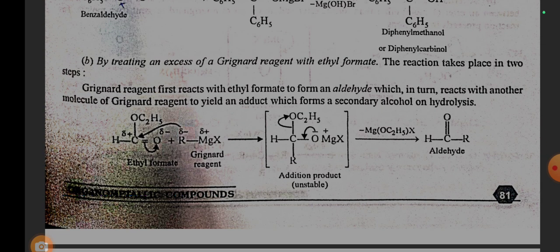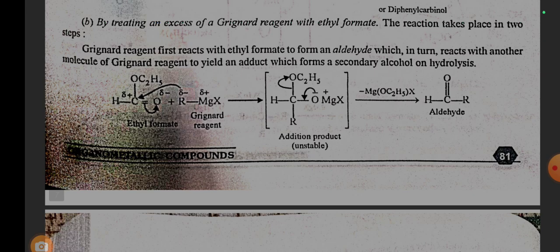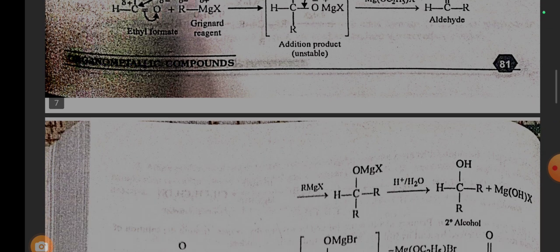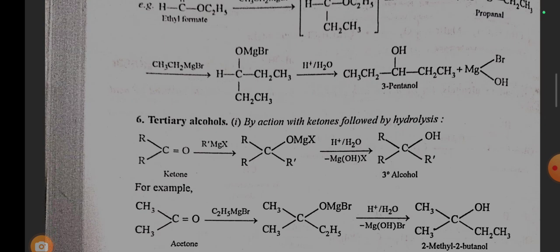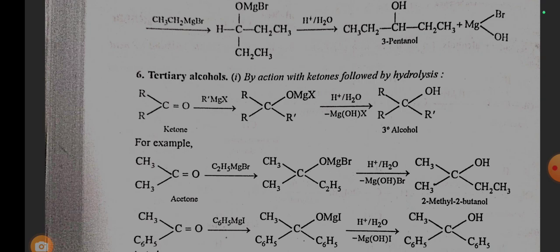B. By treating an excess of a Grignard reagent with ethyl formate, the reaction takes place in 2 steps. Grignard reagent first reacts with ethyl formate to form an aldehyde, which in turn reacts with another molecule of Grignard reagent to yield an adduct which forms a secondary alcohol on hydrolysis. Ethyl formate on reaction with Grignard reagent gives an addition product which is unstable, and after this it gives aldehyde.